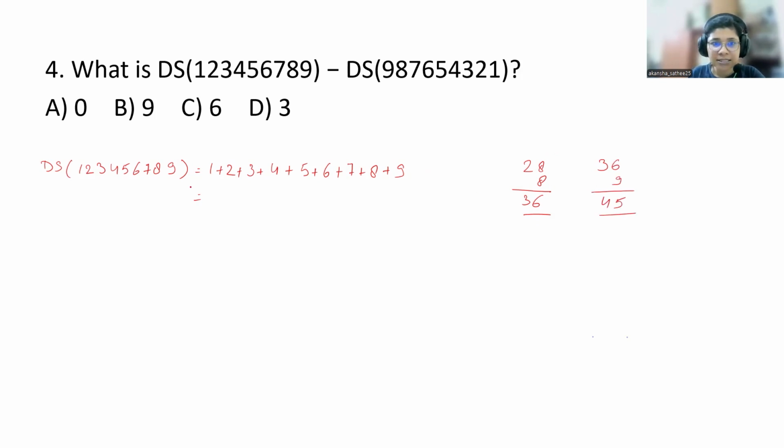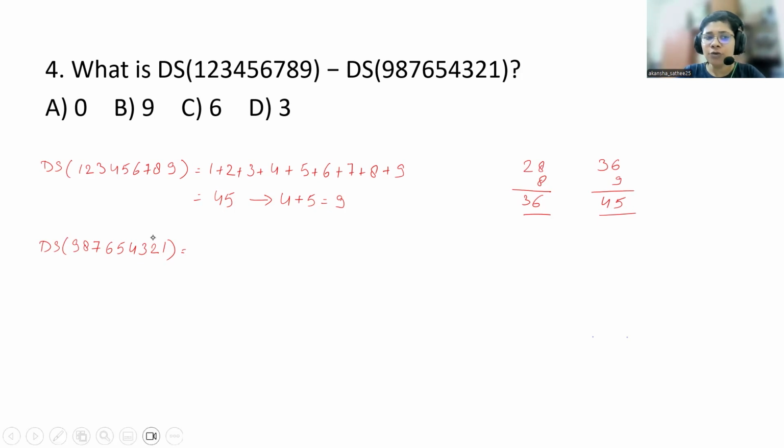So again, please check this calculation. It is 45, right? But for 45 again, you have to compute the digit sum, 4 plus 5, and that is 9. Okay. Next number: the digit sum of 9, 8, 7, 6, 5, 4, 3, 2, 1. Without computing the digit sum, can anyone guess what would be the answer? I'll give you a few seconds to think about it.